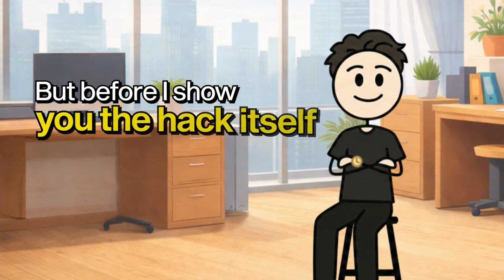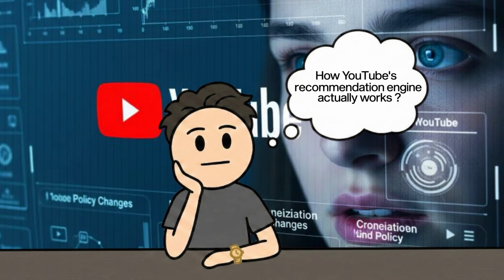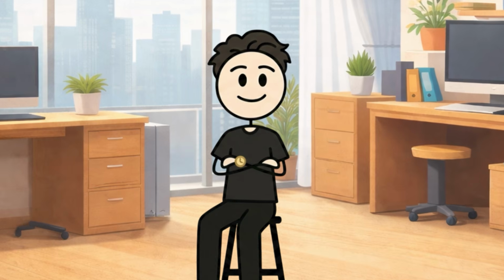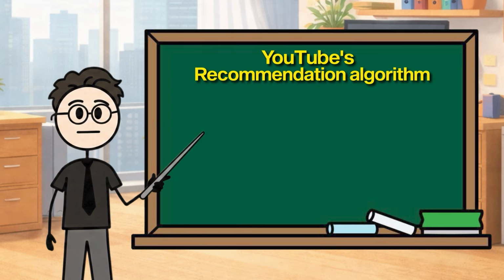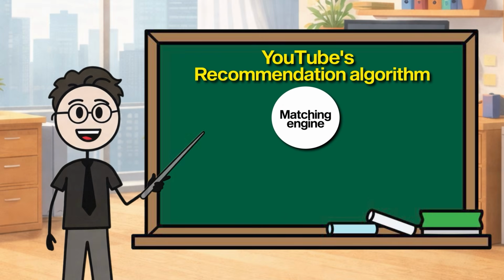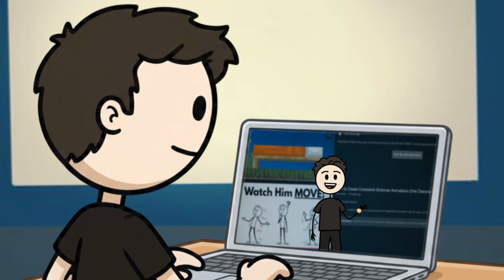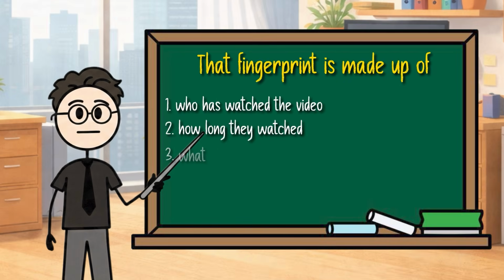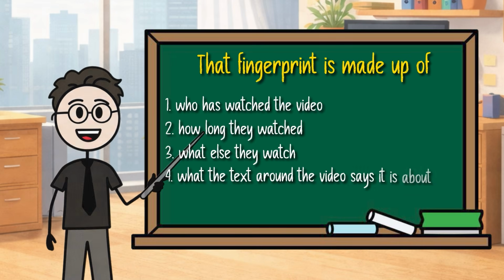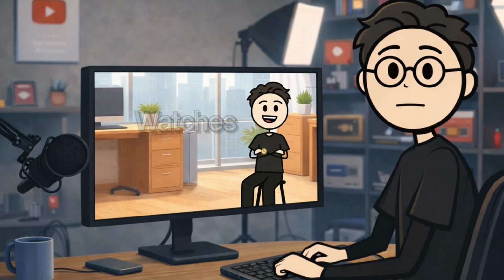But before I show you the hack itself, I need to explain one thing about how YouTube's recommendation engine actually works, because if you understand the why, the how makes a lot more sense, and you will not accidentally do it wrong. YouTube's recommendation algorithm is fundamentally a matching engine. Its one job is to find the right video for the right viewer at the right moment. It does this by building what you can think of as a content fingerprint for every video on the platform. That fingerprint is made up of who has watched the video, how long they watched, what else they watch, and critically, what the text around the video says it is about. That last part is the one you have direct control over before a single person watches your video.